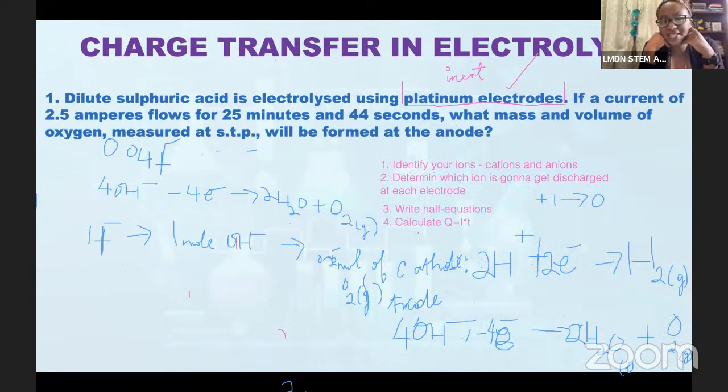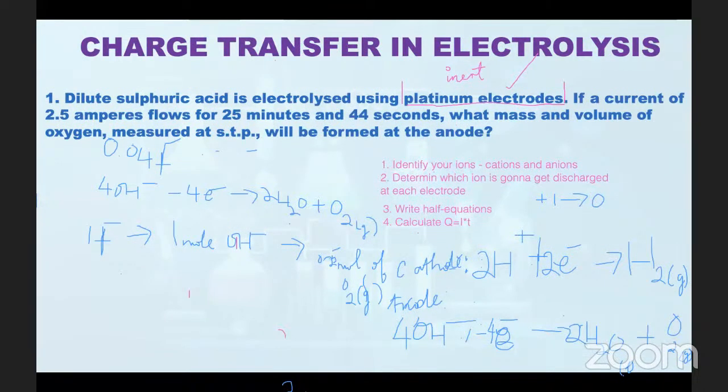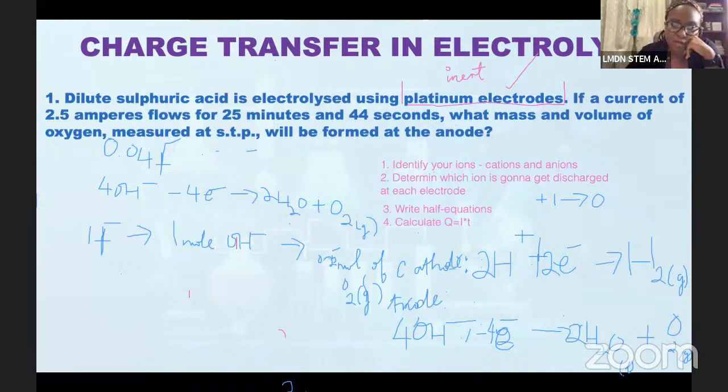How much is a mole of oxygen gas in terms of mass? Can somebody tell me that? What's the molar mass of oxygen gas? 32, right? So a mole is 32. So quarter mole is what? Eight, right? So quarter mole is 8. So one Faraday is going to get us 8 grams of oxygen.